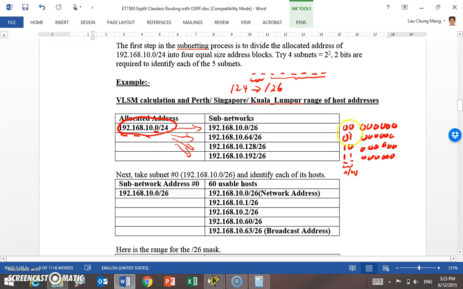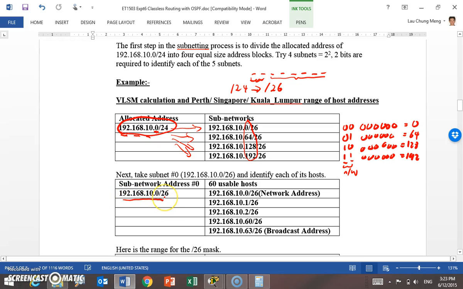So the network address of the first network is 0. The second network is 64. The third network is 128. And the last network is 192. This is how we come up with the network address. So we borrow 2 bits to do our subnetting, and the remaining bits we set to 0 to get our network address.